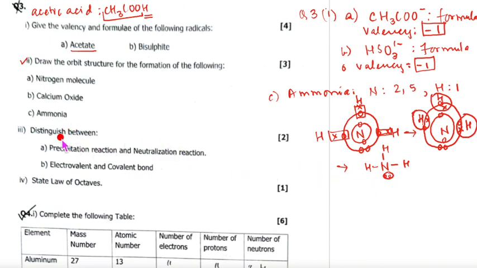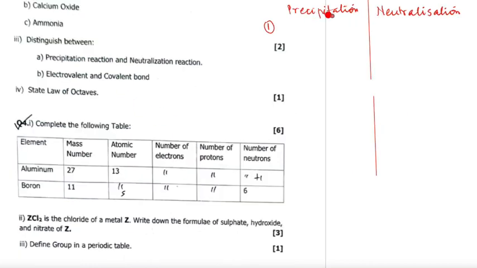Now they are talking about distinguish between the precipitate reaction and neutralization reaction, and electrovalent and covalent bond. This is 1 mark each. Now in precipitation reaction, we have 2 soluble salts react to form an insoluble substance.